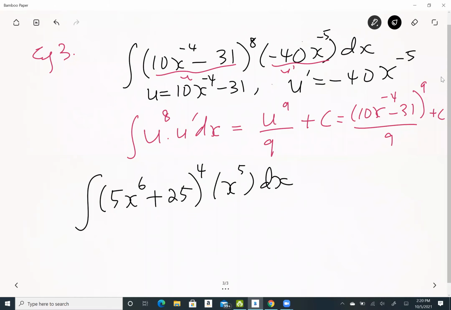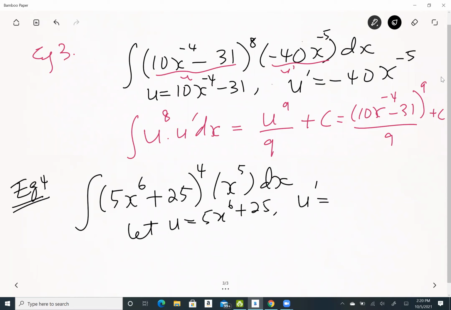Okay, this is example number 4. All right, what is u prime here? Isn't it 30x to the power of 5? That's what I'm asking you. What is u prime? The u prime is 30x to the power of 5. Okay, so now if I let u be equal to 5x to the power of 6 plus 25, we find that u prime is 30x to the power of 5.